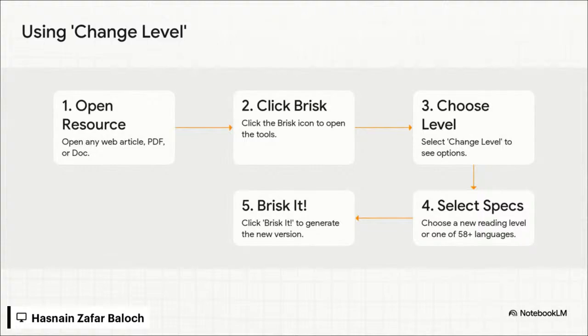And get this, the process is so simple. You just open whatever it is, an article, a PDF, a doc, click that little Brisk icon, and pick Change Level. From there, you can change the grade level, or, and this is an absolute game changer for multilingual learners, translate it into one of over 58 languages.